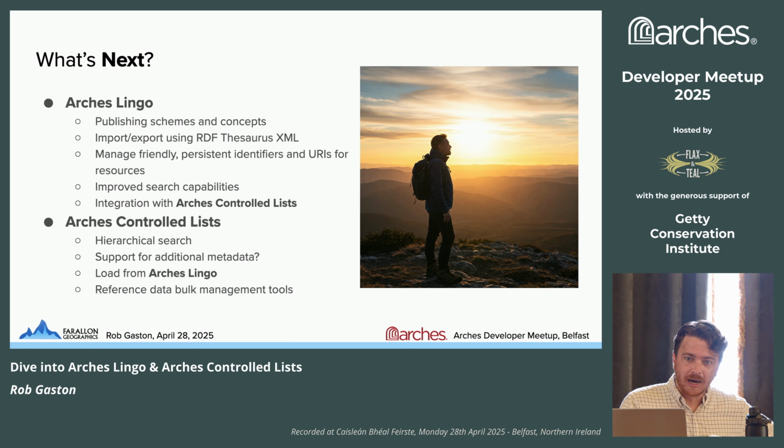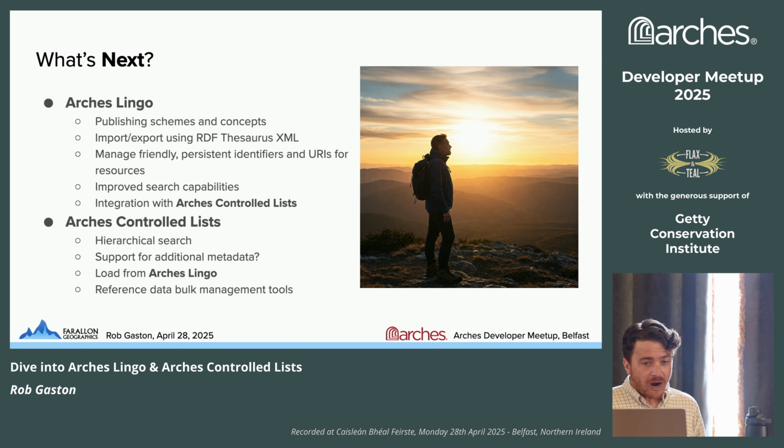Quickly, what's next? For Arches Lingo, we're working on, like I said, the lifecycle stuff, publishing schemes and concepts, importing and exporting data using RDF and Thesaurus XML, managing URIs and persistent friendly identifiers, improving the search capabilities. I'm talking about the search capabilities actually inside of Lingo, and then integrating with controlled lists, like I said. Controlled lists, we want to support hierarchical search like you currently have with the RDM. I think we're going to evolve to support some additional metadata, which maybe kind of nods towards some of what Cyrus is going to talk about.